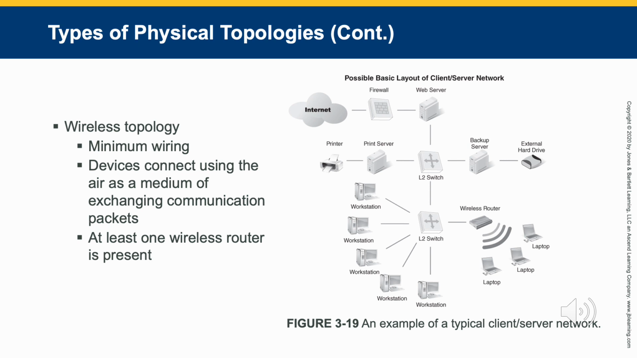Wireless topology requires minimum wiring. Devices connect using the air as a medium of exchanging communication packets. At least one wireless router is present.